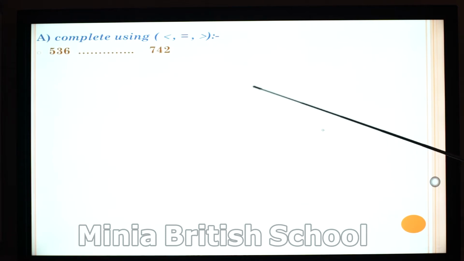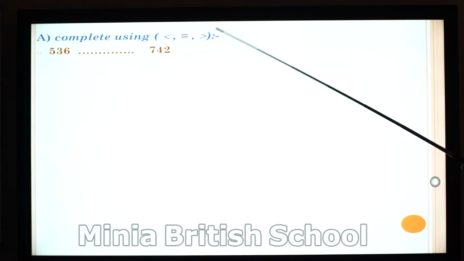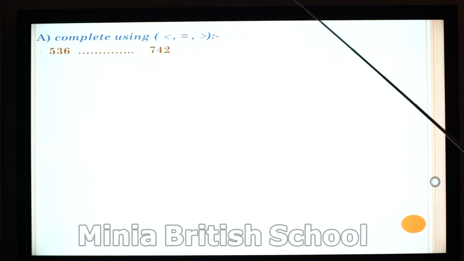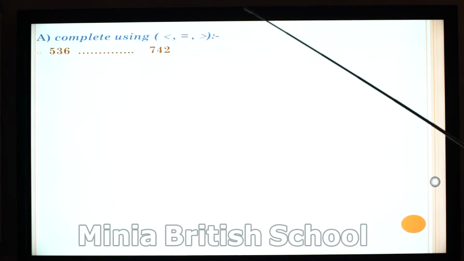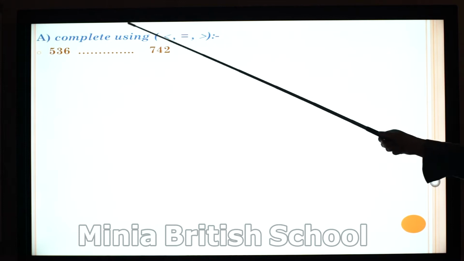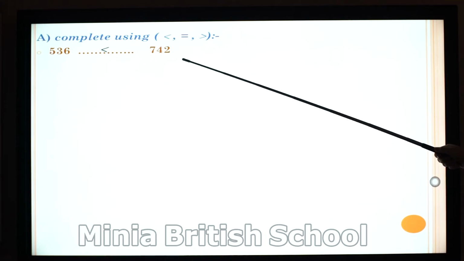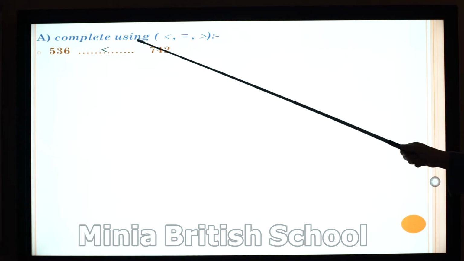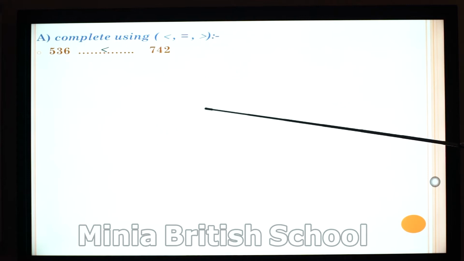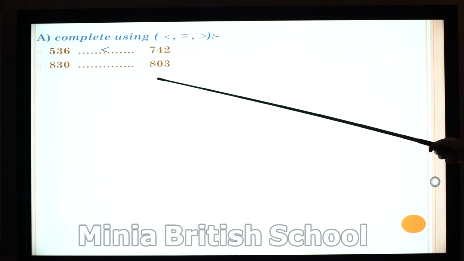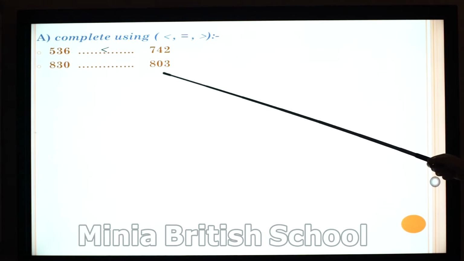Complete. 536 and 742. First, count how many digits in each number. Here's 3 digits and here's 3 digits. So, look at the hundreds place. The first one, it's 5 in hundreds. Second one is 7 in hundreds. So, 536 is smaller than 742.